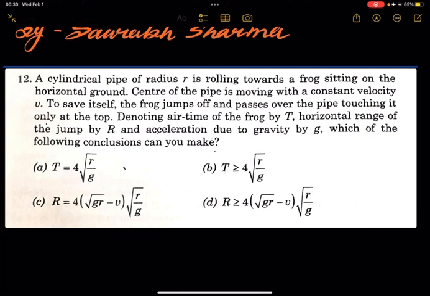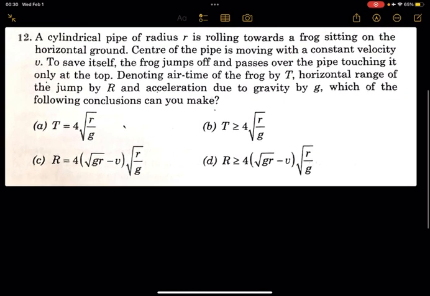A cylindrical pipe of radius r is rolling towards a frog sitting on the horizontal ground. The center of the pipe is moving with a constant velocity v. To save itself, the frog jumps off and passes over the pipe, touching it only at the top. Denoting the air time of the frog by t, the horizontal range of the jump by R, and acceleration due to gravity is g, which of the following conclusions can you make?